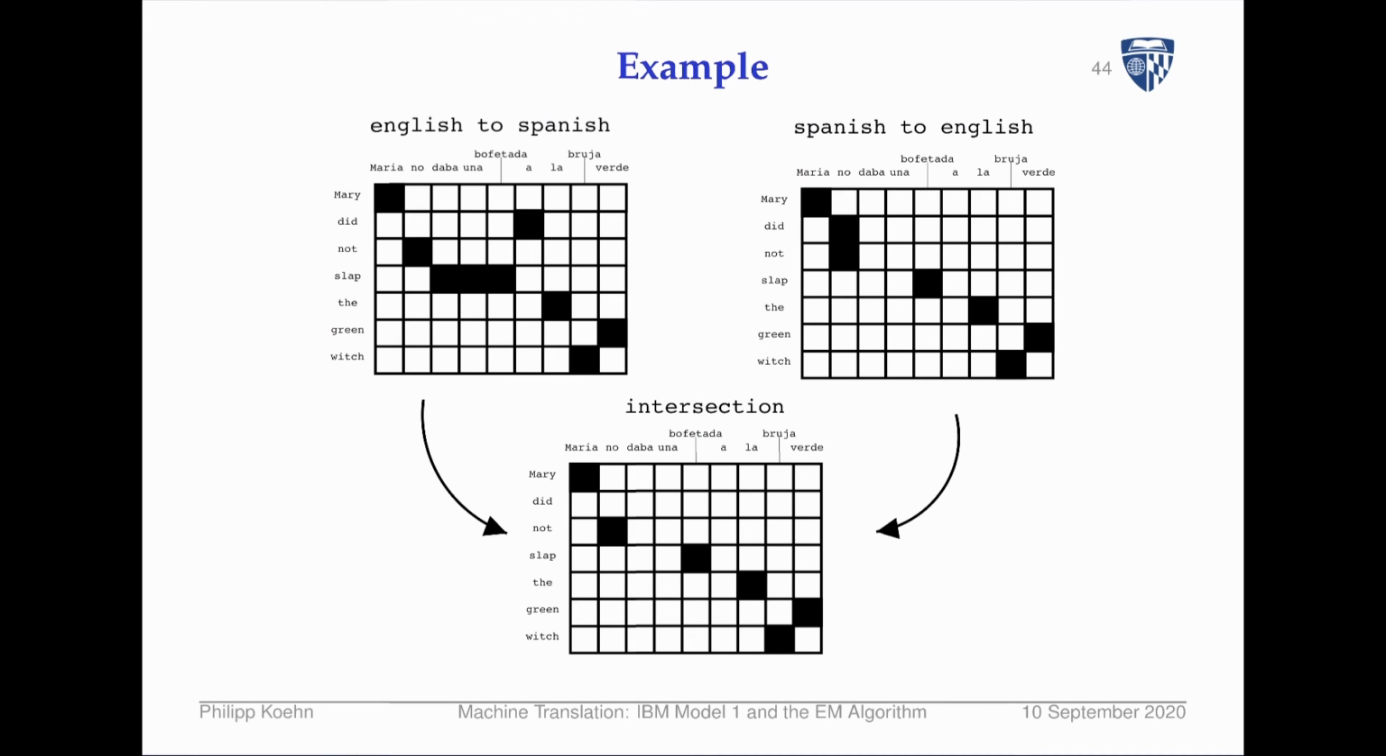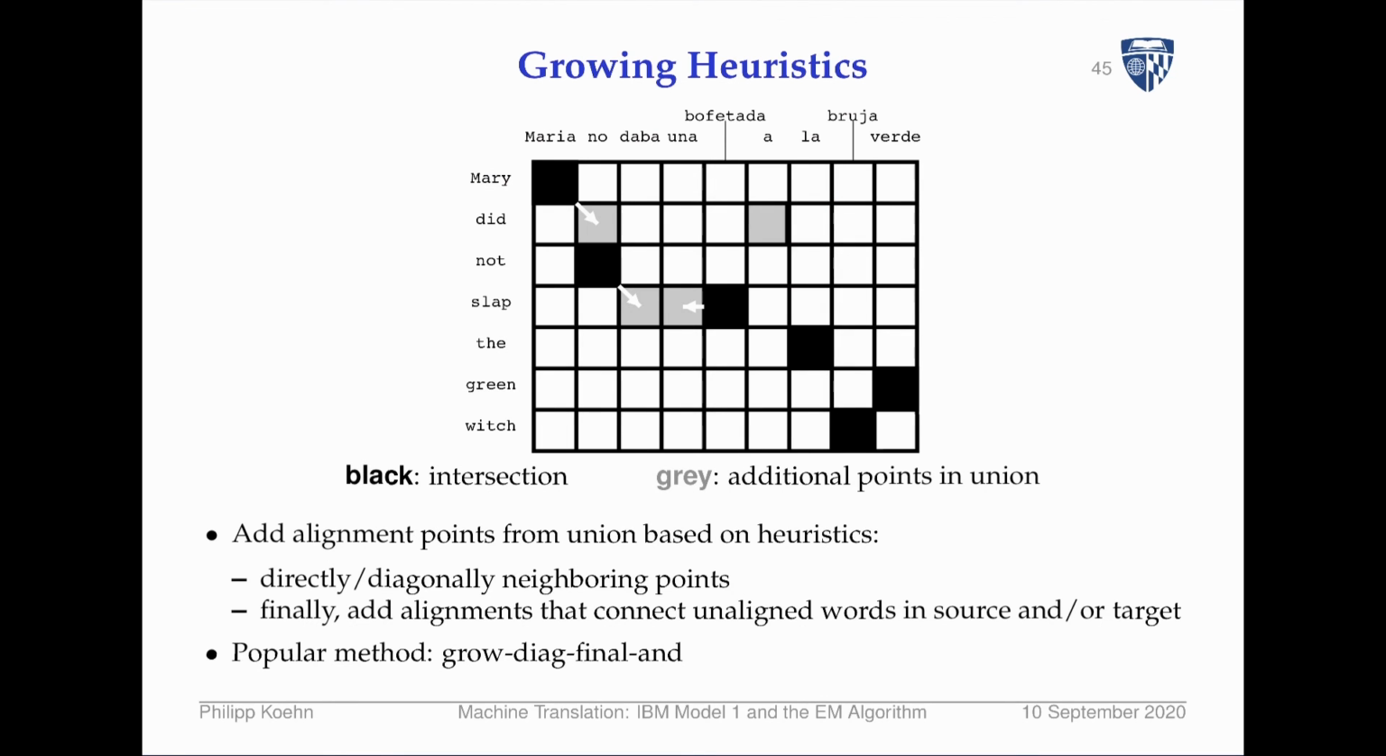So here's an example of an English sentence: Mary did not slap the green witch. And here is the Spanish sentence. So the English to Spanish alignment: you have here English words aligned to multiple Spanish words. And here you have Spanish to English alignment, where you have Spanish words aligned to multiple English words. If you take the intersection, you end up with fewer alignment points, but they're probably all correct. And then in gray are the alignment points from the union, and we're going to add some of those.